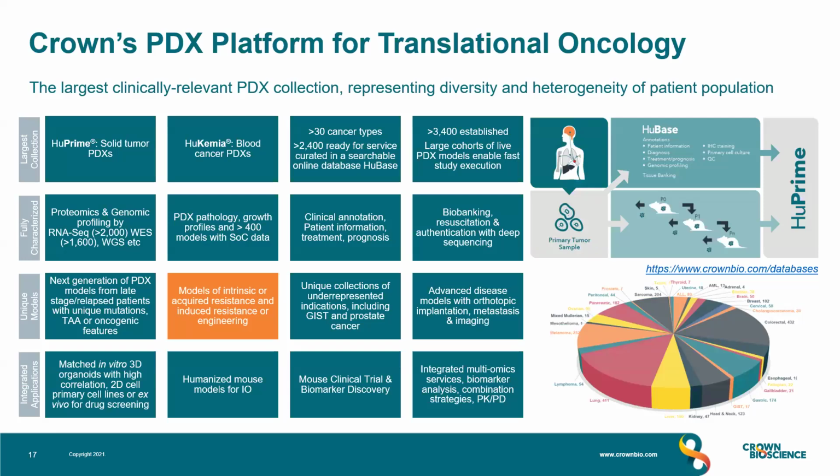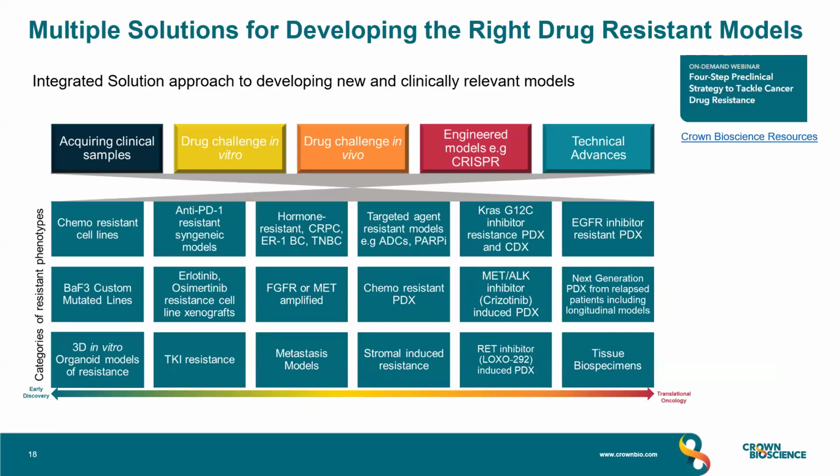Another collection of unique models includes models that have specific resistant profiles. And these can be either intrinsic, acquired, or even induced or engineered. And at Crown, we actually have an extensive collection of resistant models, and there are several strategies or solutions for developing these models, which is broadly represented in this top section here.